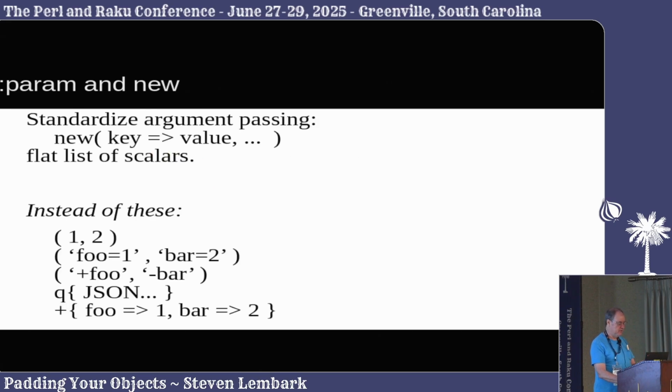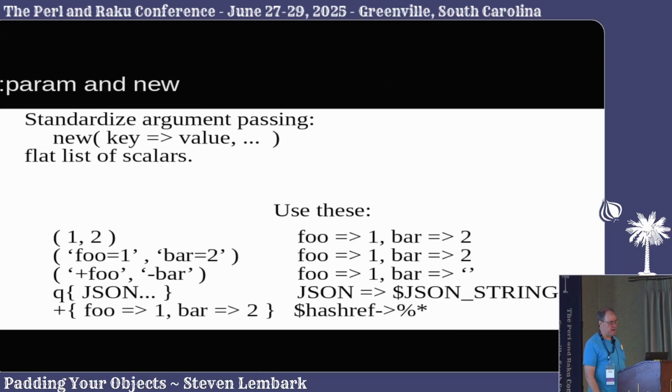What happens then is all of the ways people have done it, positional, I've worked at a place where everything had to be attribute equals whatever, people that use pluses and minuses, passing in a JSON string, all of those go away. You're going to just flatten everything out. If you want to pass in a JSON string, fine, call it JSON. But it has to be a key and a value. That is what new will accept.